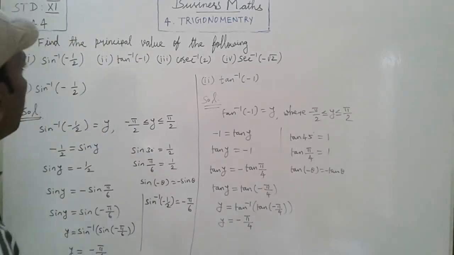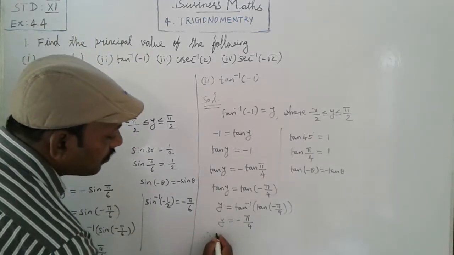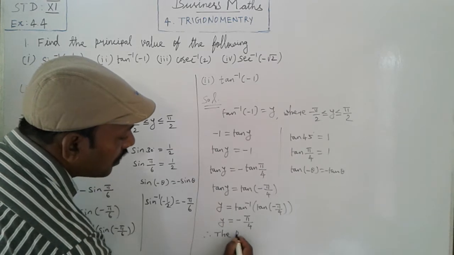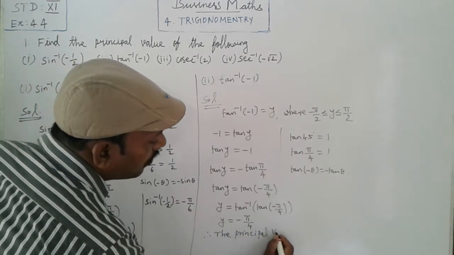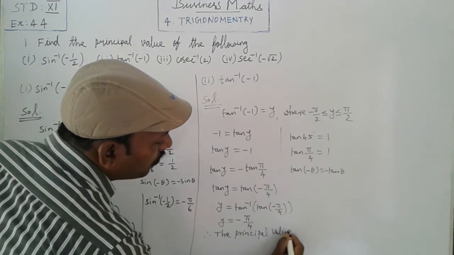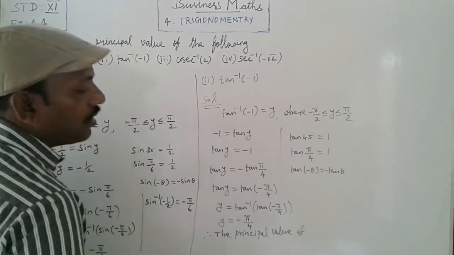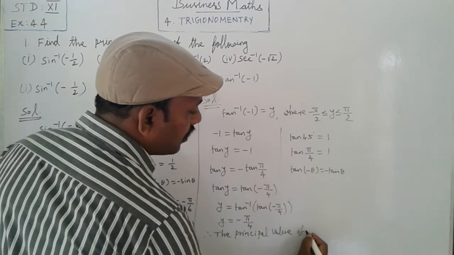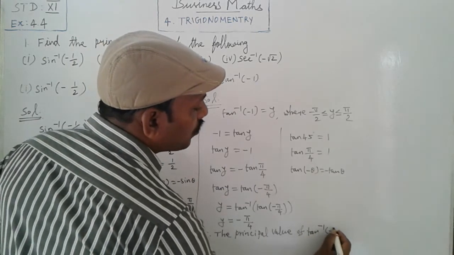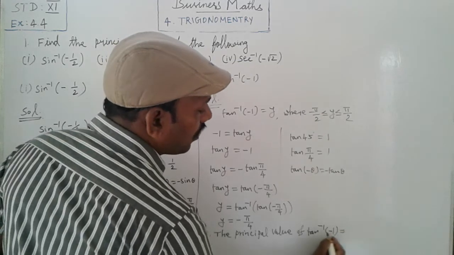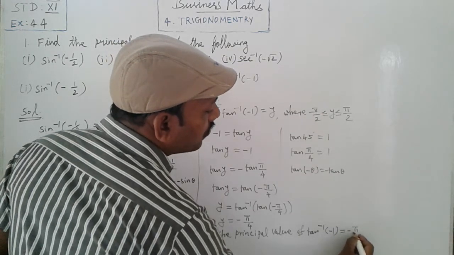Therefore the principal value of tan inverse of minus 1 is minus pi by 4.